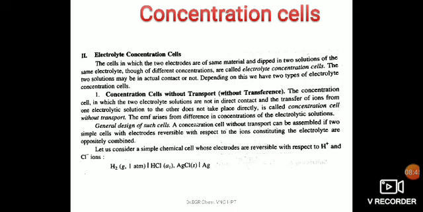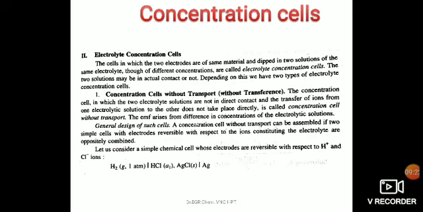Now we shall see about concentration cells. Concentration cells have been widely studied in this syllabus. We have two types of concentration cells, electrode concentration cells and electrolyte concentration cells, and as far as this syllabus is concerned, only electrolyte concentration cells are there. Electrolyte concentration cells are cells in which the two electrodes are of the same material and dipped in two solutions of the same electrolyte, though of different concentrations.